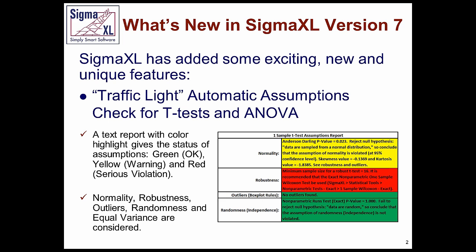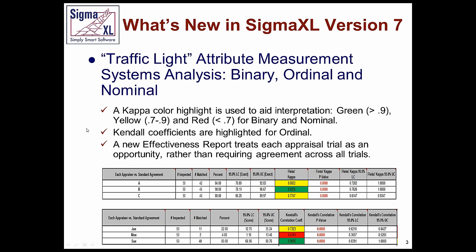Green means everything's okay. Yellow is a warning, just something to look at. And red means it's a serious violation and you really need to take action. We consider normality, robustness to normality based on sample size, outliers, randomness, and equal variance. So each of these, of course, we'll look at in more detail. We'll start with a high-level overview, and then we'll look at each of these new features in greater detail.